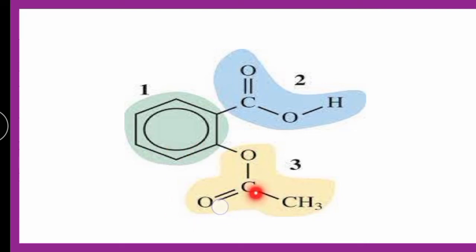So this one is ester, this is the benzene ring, and this one is carboxylic acid, C double bond O, O, H. So these are the groups present in aspirin.